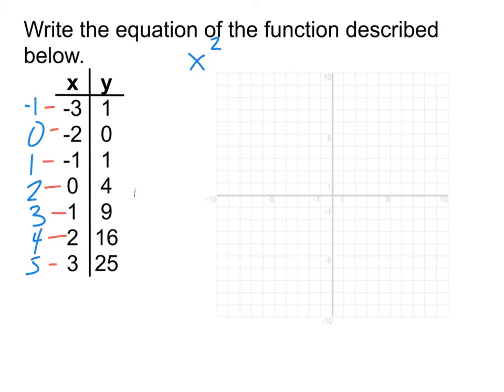Let's take a moment, plot the points. Negative 3, 1, negative 2, 0, negative 1, 1, 0, 4, 1, 9. That's the last one I can fit on my dim little grid here. I'm seeing a quadratic. Notice zeros right here. I made it dim so we weren't focusing on it. So I'm seeing a quadratic because I'm seeing a U-shaped graph. Notice how it's been shifted. It's been shifted left 2.